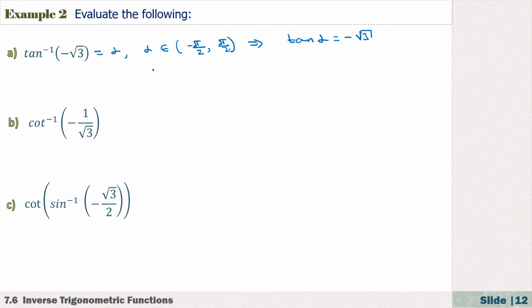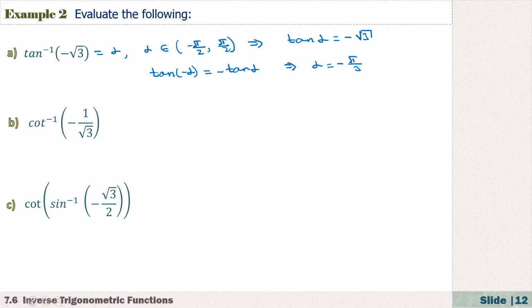Here, I'm going to use this identity: the tangent of minus alpha is equal to minus tangent of alpha, right? So when tangent is square root of 3, that is when the angle is 60 degrees. So what is alpha? Alpha is equal to minus pi over 3, because tangent of pi over 3 is equal to square root of 3, and tangent of minus pi over 3 is equal to minus square root of 3. So the value of the first expression is minus pi over 3.